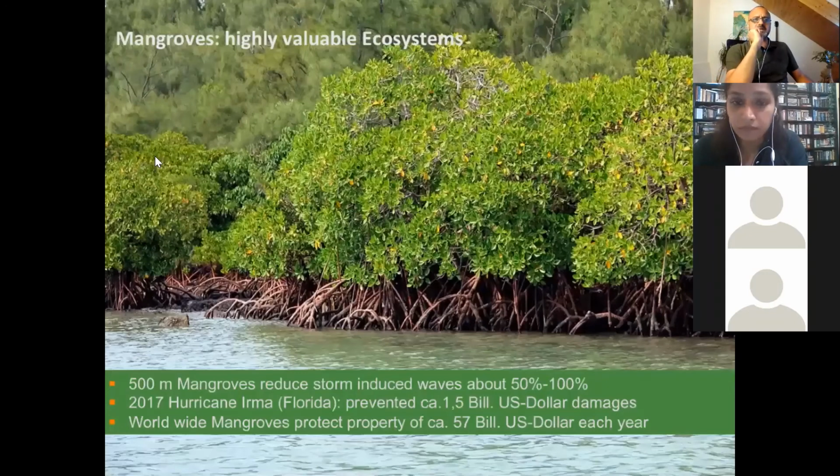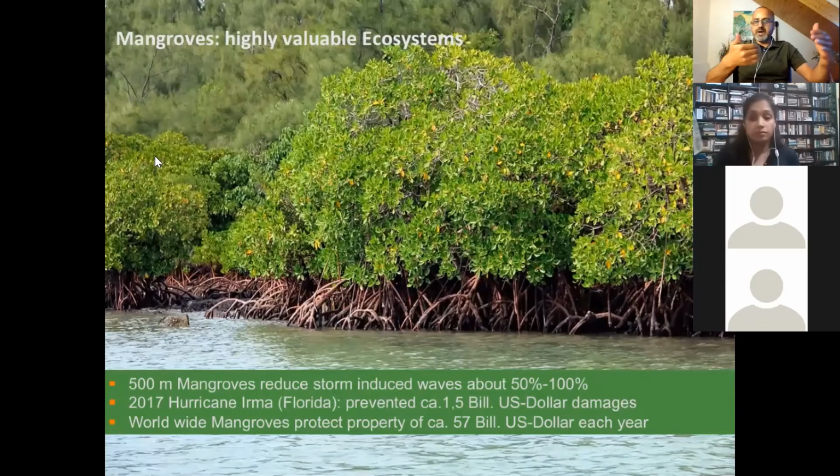Similarly, another example that will give you the importance of mangroves: only 500 meters of breadth of mangrove forest can reduce the impact of any storms coming through our seas. It can reduce it by 50 to 100%.